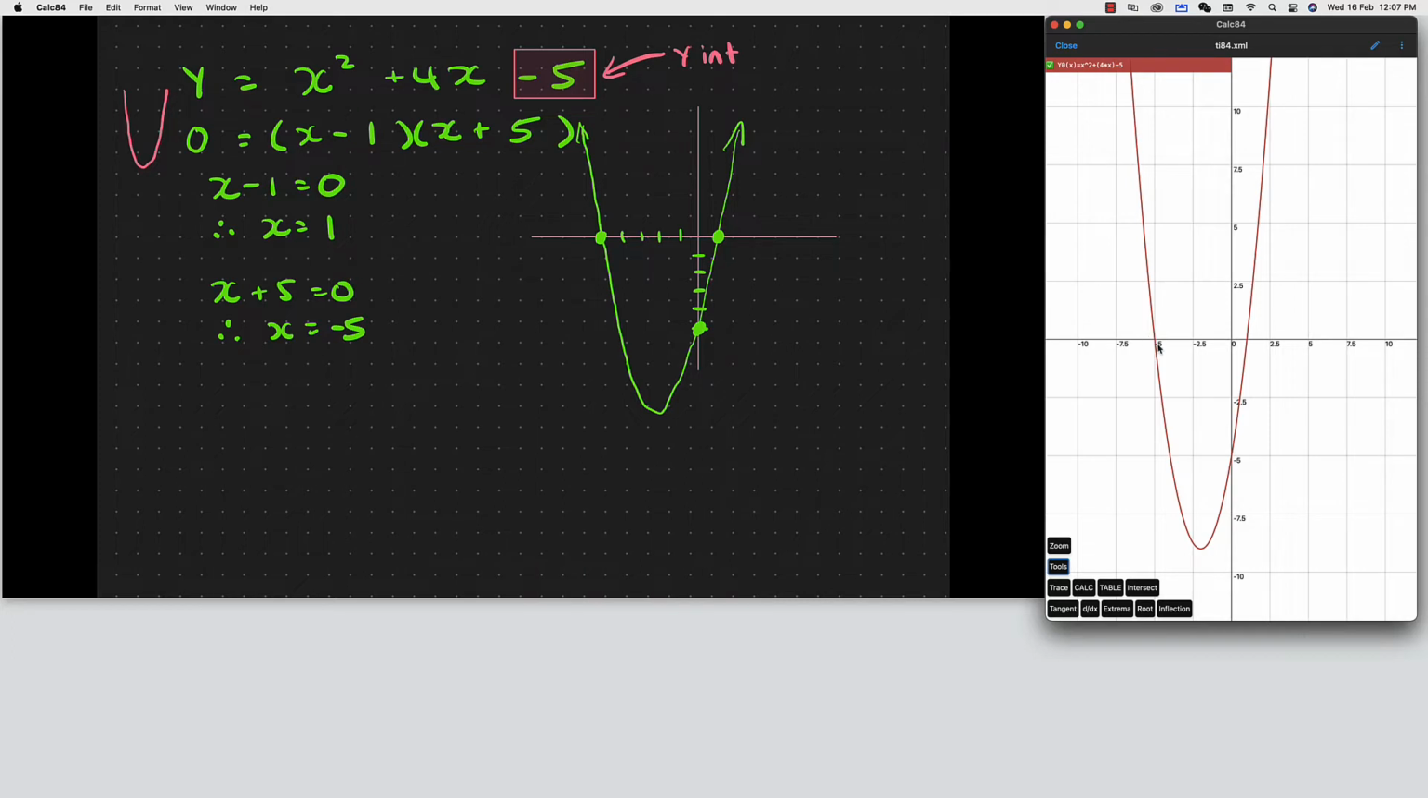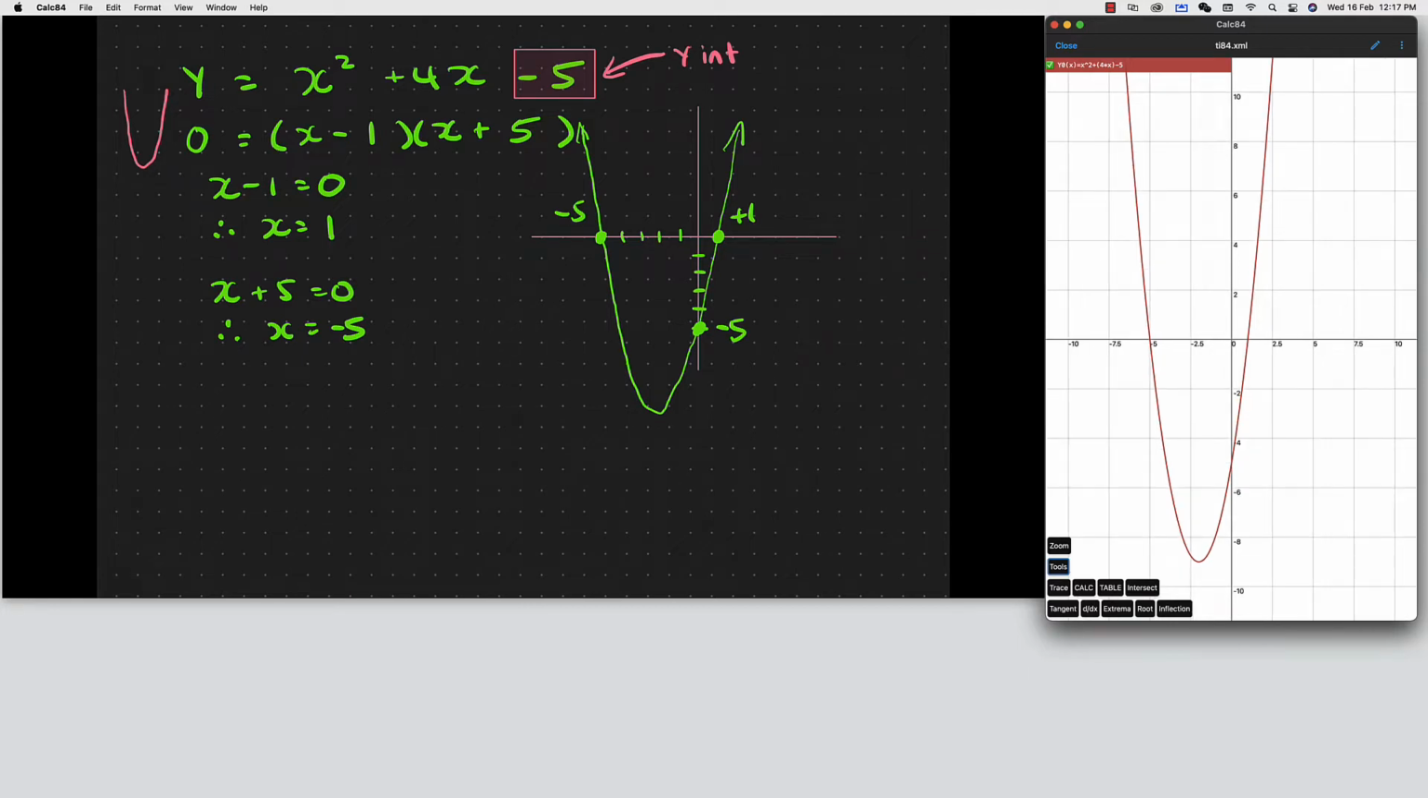So right here at negative 5, that is one of the x-intercepts, and right here at positive 1, that is one of our x-intercepts, and down here at negative 5 is the y-intercept. So that's where the line that's forming the parabola intersects the x and y axes.